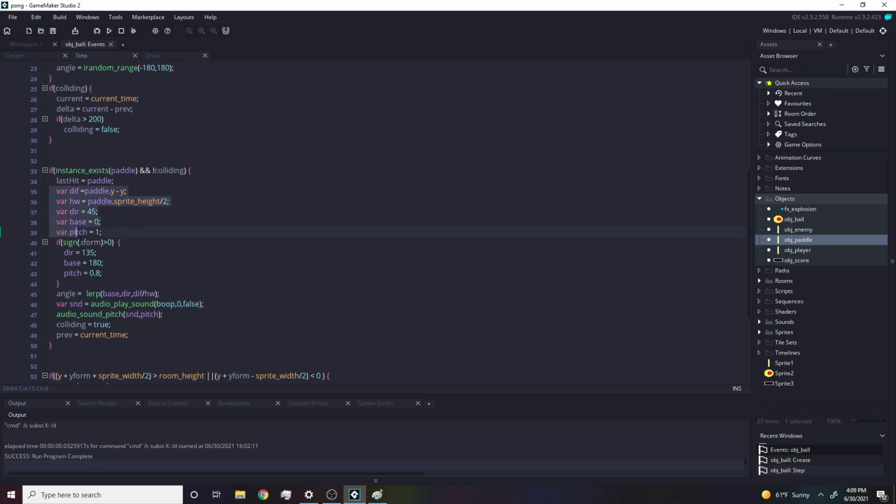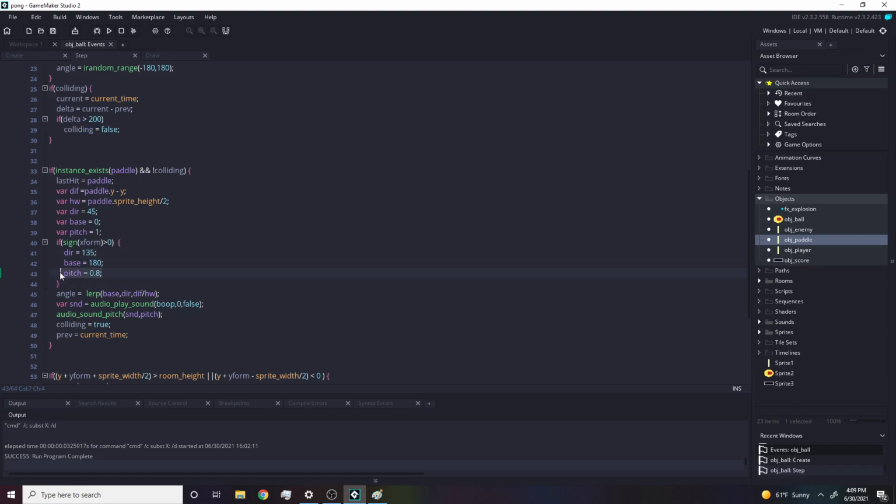So that's what we're doing here. And if we're coming from the right, because remember we're checking the sign of the X form, so we know we're going right, then we want it to be from 135 to 180. Because that's going from the right to left, that's the same thing as 0 to 45, 180 degrees minus 45.